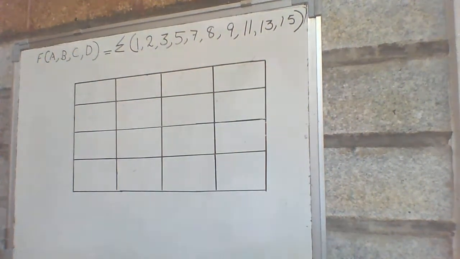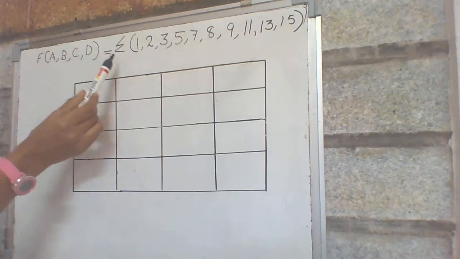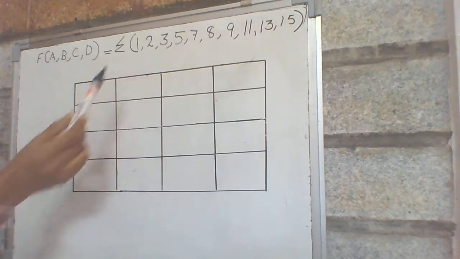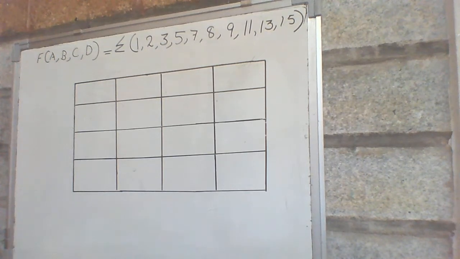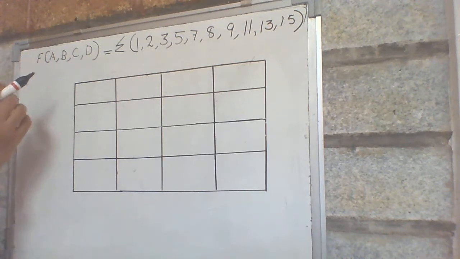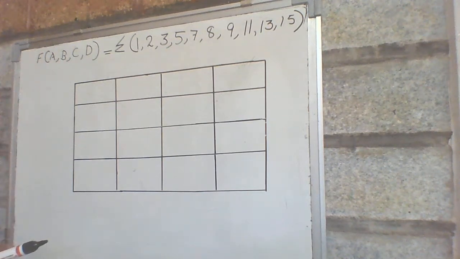Simplify the Boolean function f(A, B, C, D) = Σ(1, 2, 3, 5, 7, 8, 9, 11, 13, 15). Reduce it using a K-map. This is the function. When you get a question, first check how many variables there are. There are 4 variables: A, B, C, D.